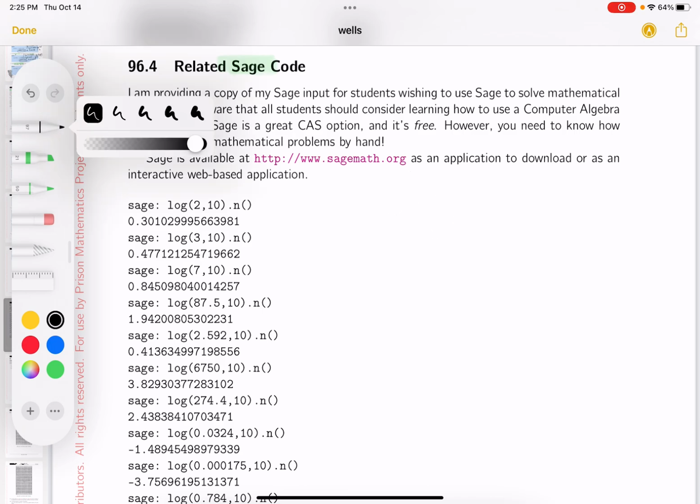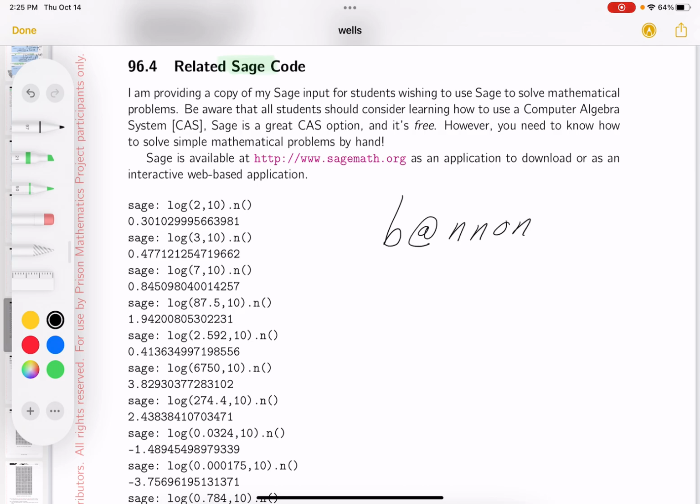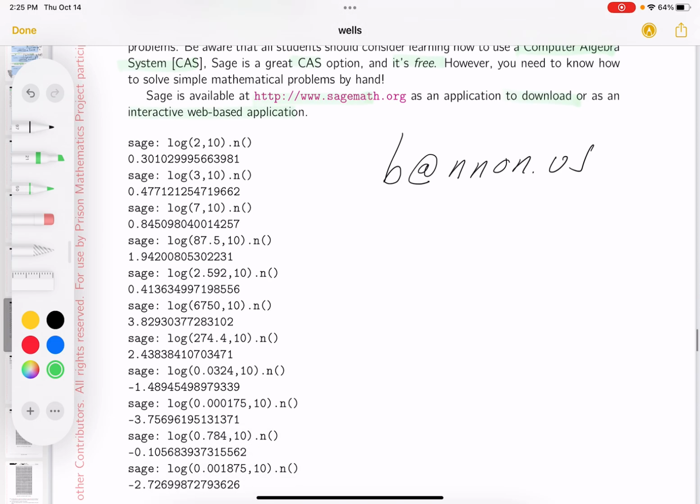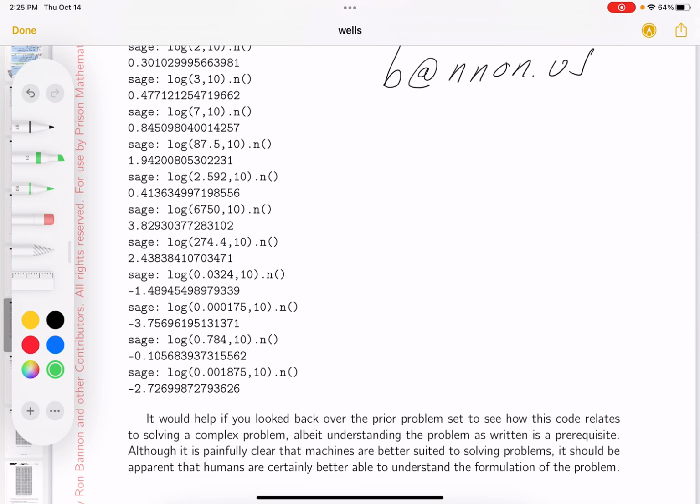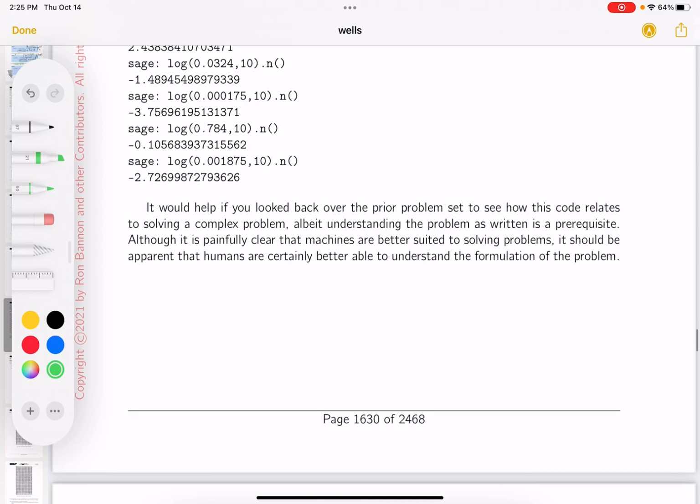Okay, what am I going to do over here? If you're looking at my work and you think there's an error, please reach out to me. My name is Bannon. My email address is B as in boy, the @ symbol, nnon.us. Real quick, Sage is a computer algebra system, open source. Use the website, downloaded, or the interactive web-based application, and try to type in some of the code, see what happens. All right? Thank you for paying attention.